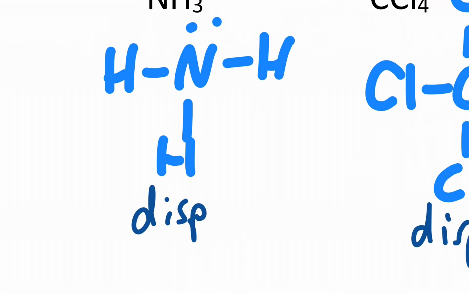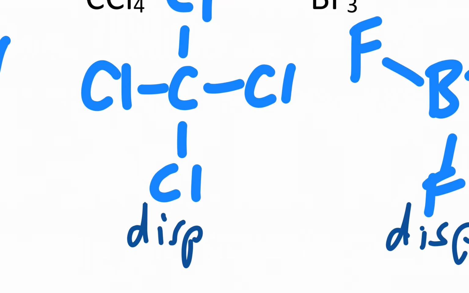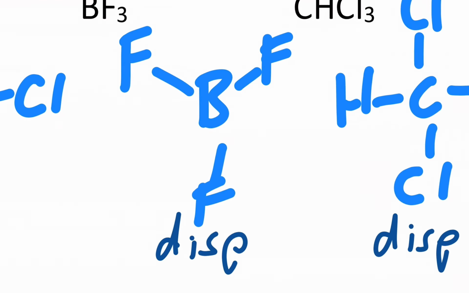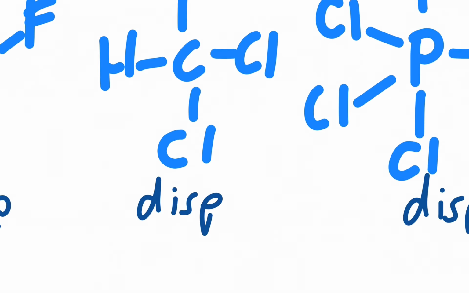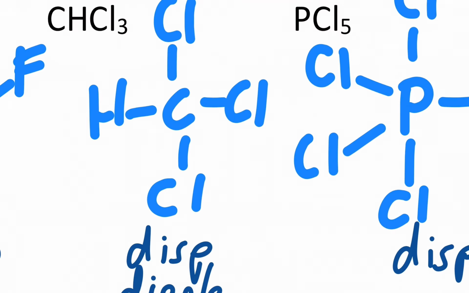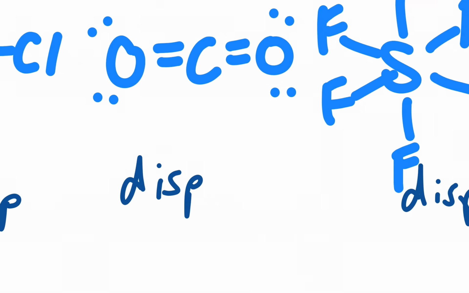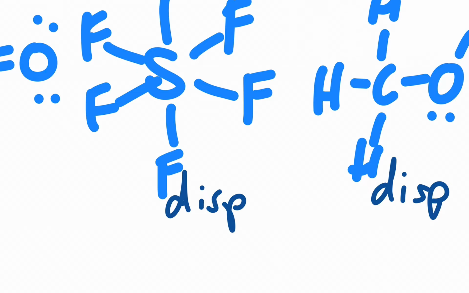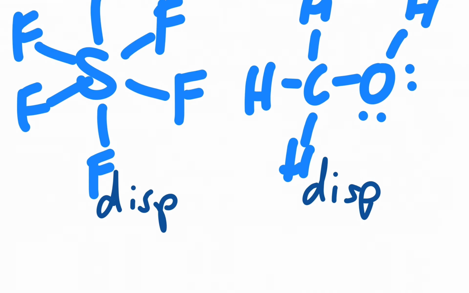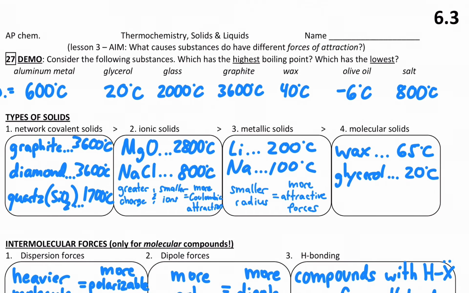What about dipole forces? Well, ammonia is polar, so it has dipole forces. Carbon tetrachloride? Nope, nonpolar. Boron trifluoride? No, trig planar, nonpolar. Chloroform is polar. That has dipole forces. That's asymmetric. Even though it's tetrahedral, the three chlorines aren't the same as the one hydrogen, so it's asymmetric. Phosphorus pentachloride, nonpolar. CO2, nonpolar. Sulfur hexafluoride, nonpolar. Methanol, that's polar. Dipole forces.